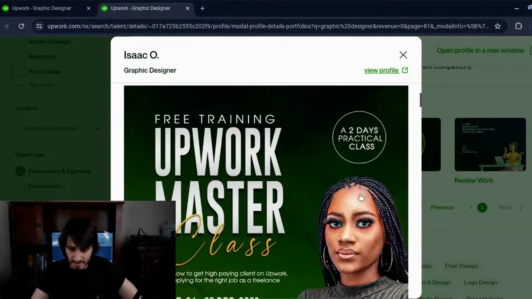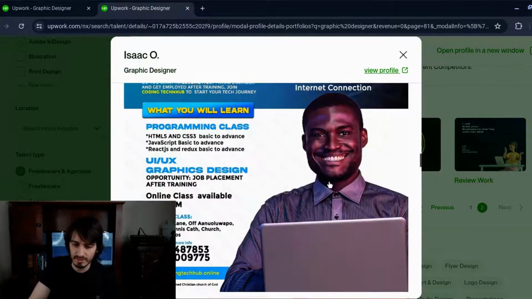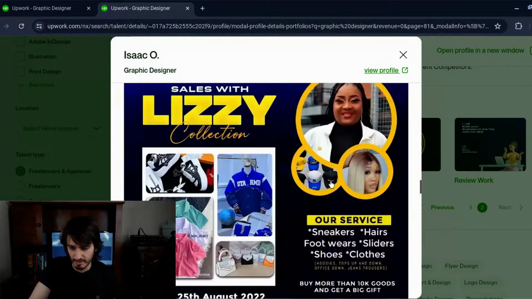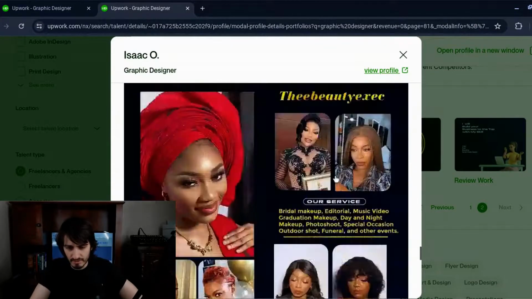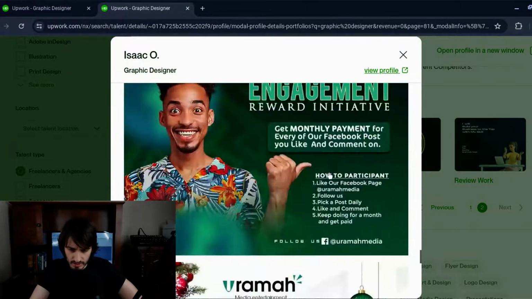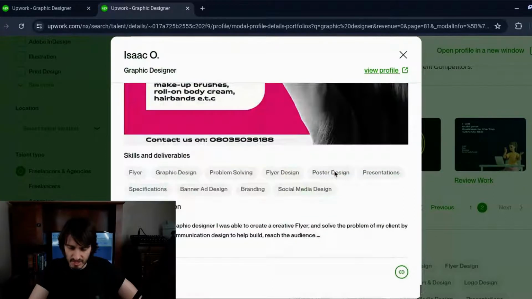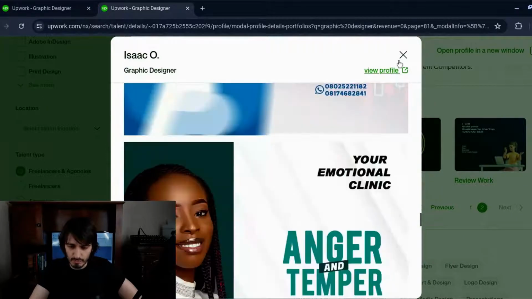Flyer design. Yeah, that's fine. That's fine looking. It's not that standout, but it's fine looking. Actually, it does look good. It does look good. I'm going to give him this. This fake flyer he made does look pretty good.